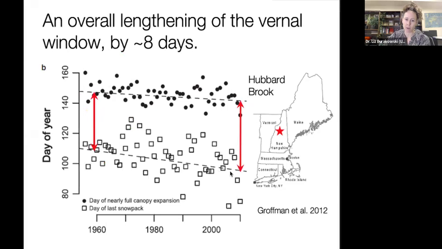Snowpack is being lost at a rate of about 2 weeks over these decades, whereas the vernal window closure date, the canopy closure, has been only about a week advancement. So it's been an overall lengthening of this period of time when we have a bunch of light pouring into the canopy, but we don't have any snow on the ground. That's lengthened by about 8 days.